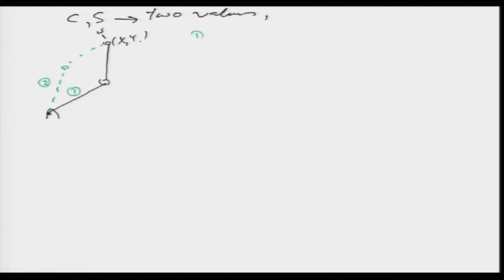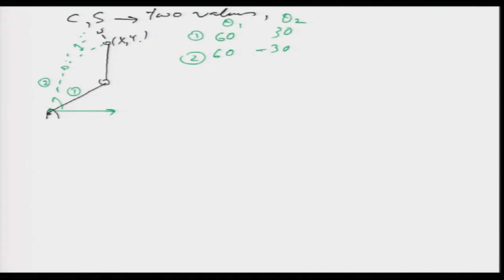Solution 1 would mean certain values of θ1 and θ2. Just for example, if θ1 is 60 degrees and this is 30 degrees. What is my solution 2? Solution 2 is θ1 probably 60 degrees and θ2 is minus 30 degrees. So we have two solutions and both the solutions are different.